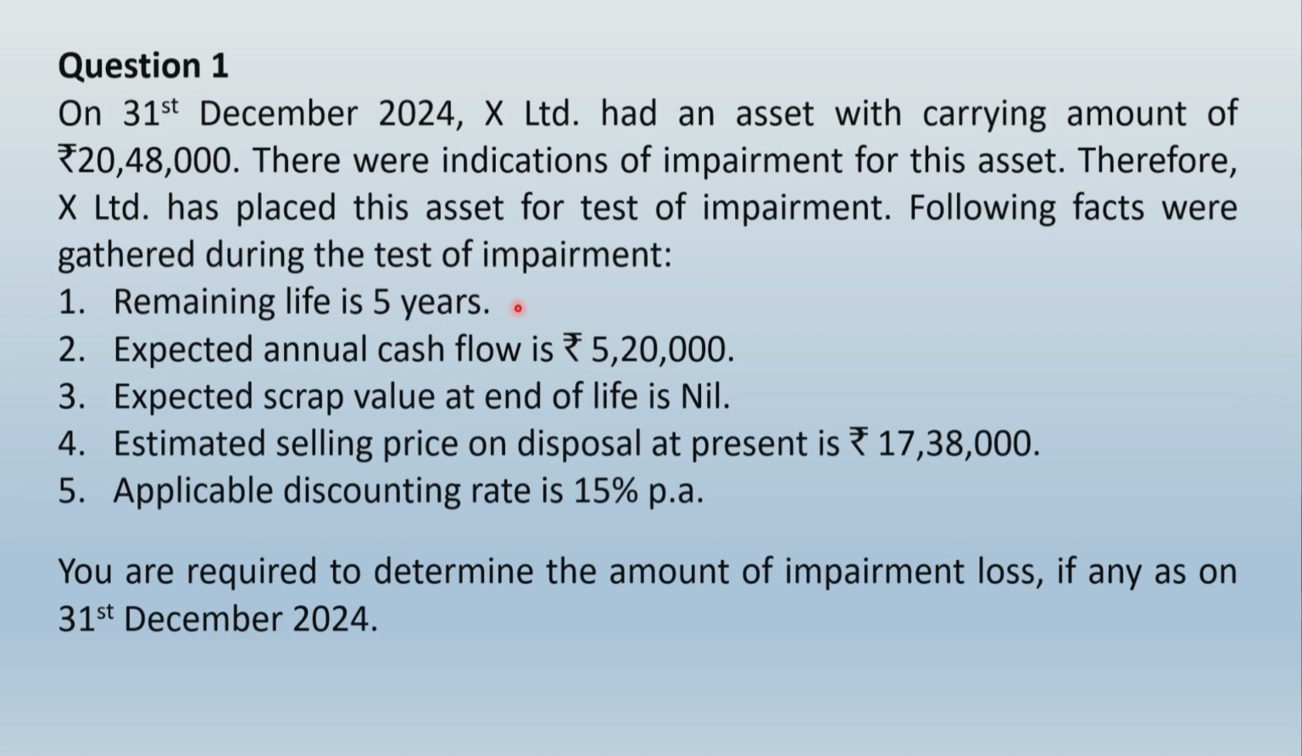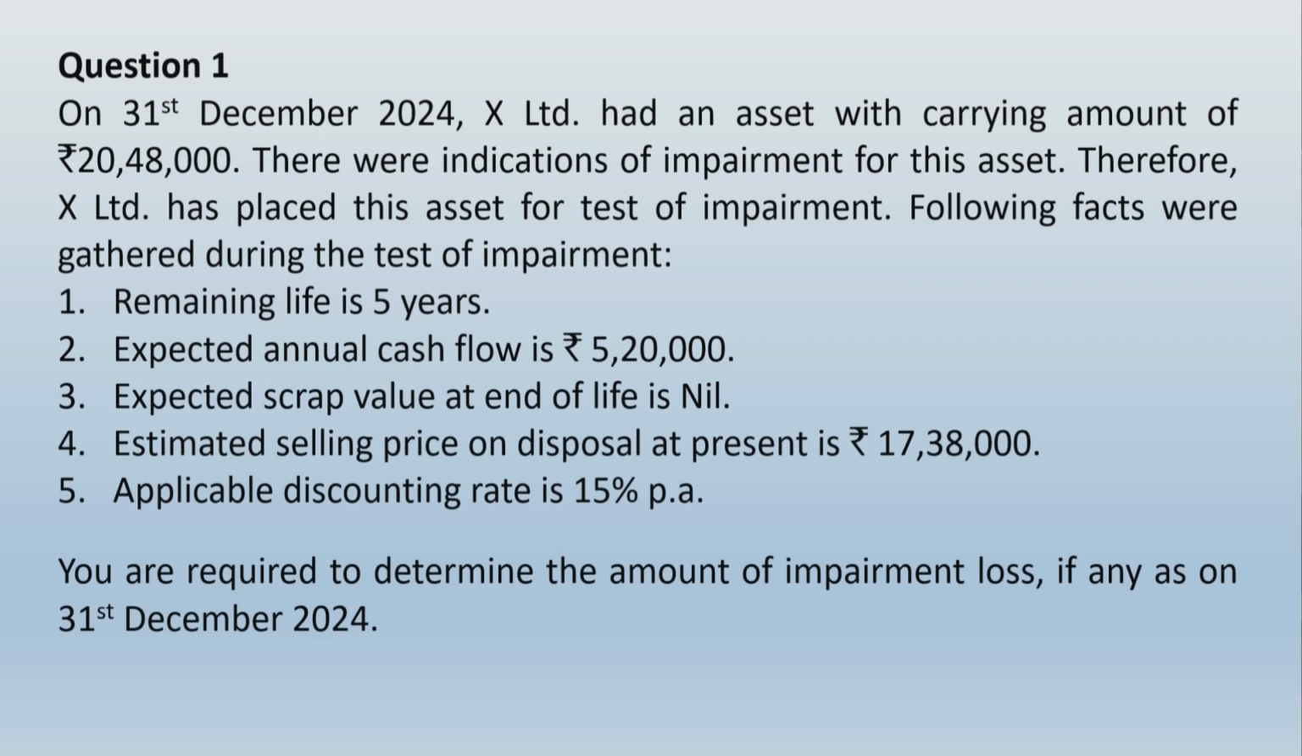Remaining life 5 years. Expected annual cash flow rupees 5,20,000. Expected scrap value at end of life is nil. Estimated selling price on disposal at present is rupees 17,38,000. Applicable discounting rate is 15% per annum. You are required to determine the amount of impairment loss, if any, as on 31st December 2024.